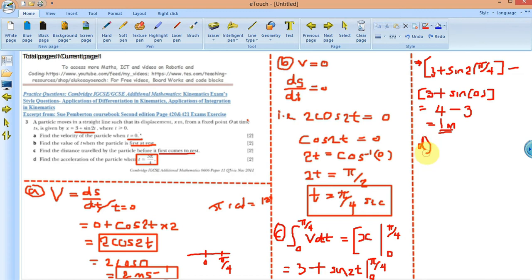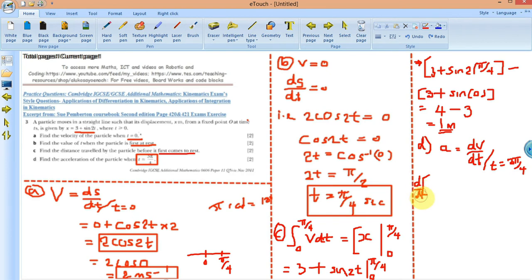Question 3D says, find the acceleration of the particle when time is 3 pi over 4. So don't forget your acceleration. To find acceleration, we are going to differentiate the velocity with respect to time. So acceleration will be dv over dt. We are given that t is 3 pi over 4 at that particular point in time. So let's go ahead and do that now.